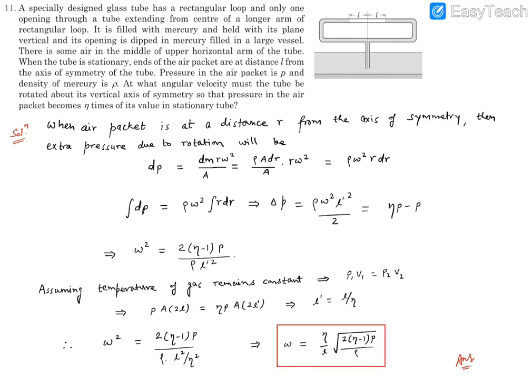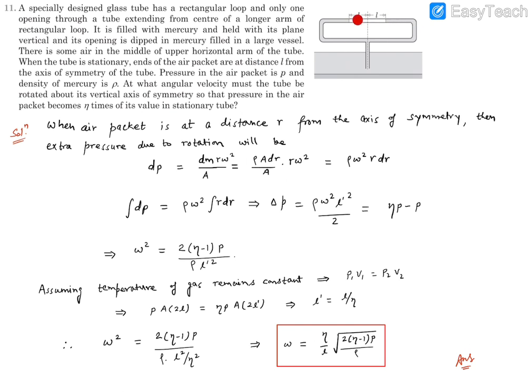Question number 11 reads: a specially designed glass tube has a rectangular loop and only one opening, through a tube extending from the center of a longer arm of the rectangular loop. This is the picture. So this is a rectangular loop and this is the opening, which is in this liquid. It is filled with mercury and held with its plane vertical, and its opening is dipped in the mercury filled in a large vessel.